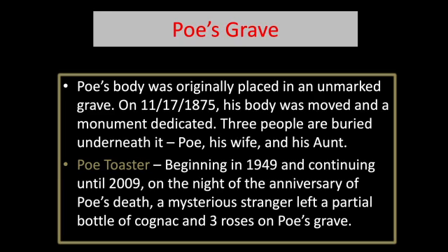Now, Poe's body was originally placed in an unmarked grave, but on November 17, 1875, his body was moved and a monument was finally dedicated. Three people are buried underneath it: Poe, his wife Virginia, and his aunt.